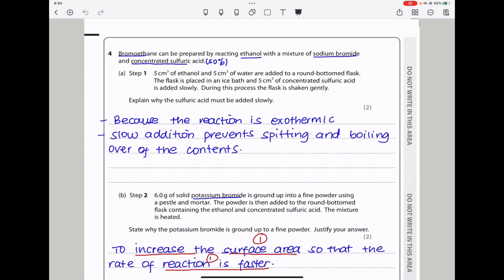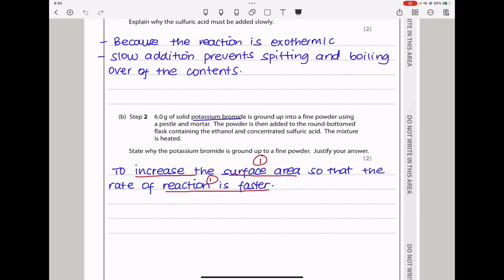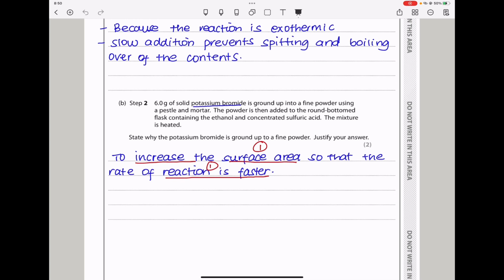within the flask. Then in step 2, 6 grams of solid potassium bromide is ground up into a fine powder using a pestle and a mortar. The powder is then added to the round bottom flask containing the ethanol and concentrated sulfuric acid. The mixture is heated. They say state why the potassium bromide is ground up to a fine powder and justify your answer.